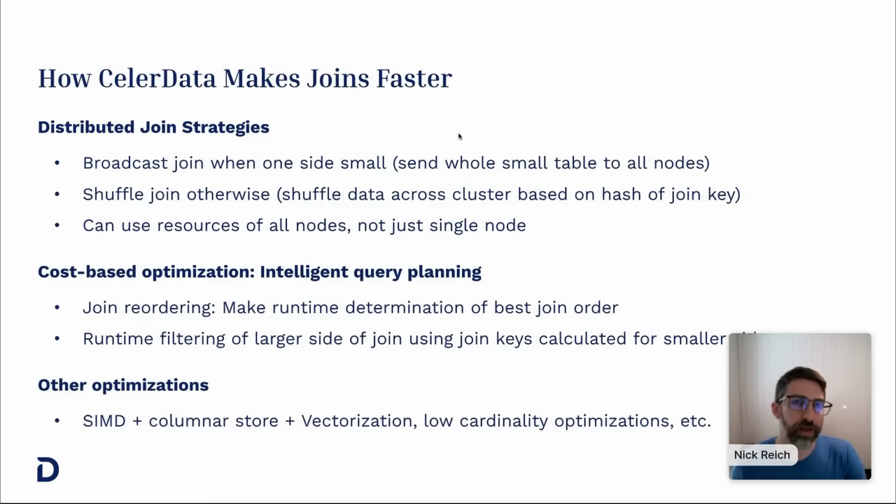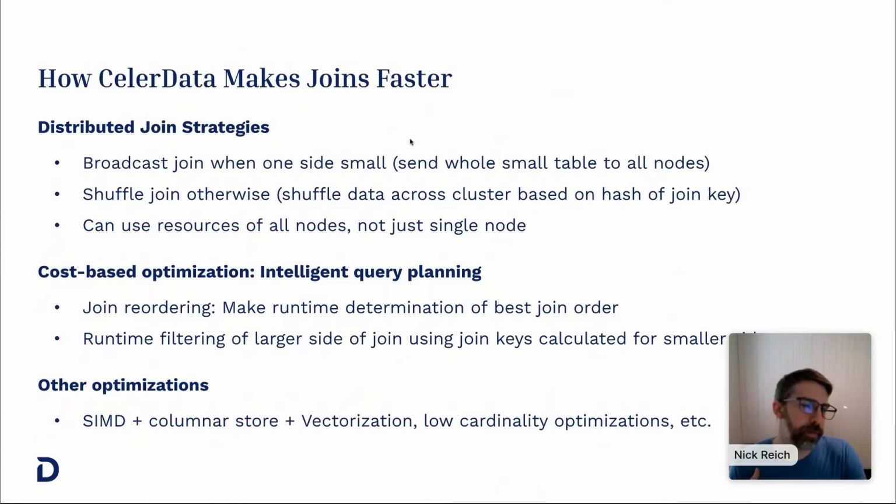And so how does CelerData make those joins faster and make it possible to normalize data and have really good performance? So part of it comes from the distributed join strategies that they spend a lot of time implementing and optimizing. Two of the standard ones that they have: broadcast join, taking a small table and distributing it to all the other nodes, or in cases where the tables are more equal in size, shuffle joining them between nodes, and all the optimizations they've done about that.